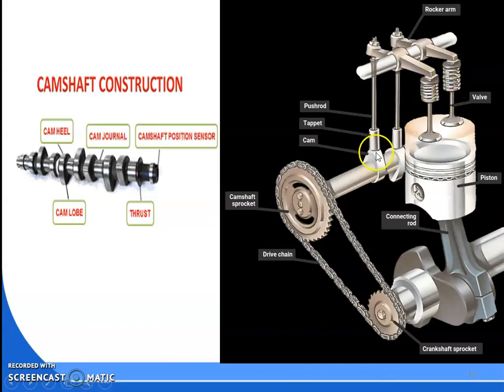When it comes to the cam lobe, it will give the push to the push rod, and the rocker arm will give the force to the spring and the valve will open. In this position, when the push rod is attached to the cam heel, that means the valve is in closed position. Here the valve is in open position. Clear? The cam lobe gives the force, the push rod gives the force to the rocker arm, which gives the force to the spring, and the valve will open. Clear? So that is the cam and the camshaft.